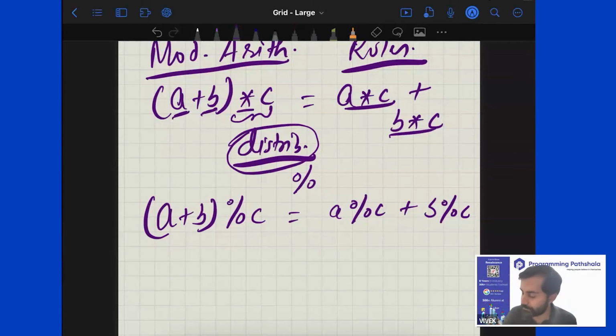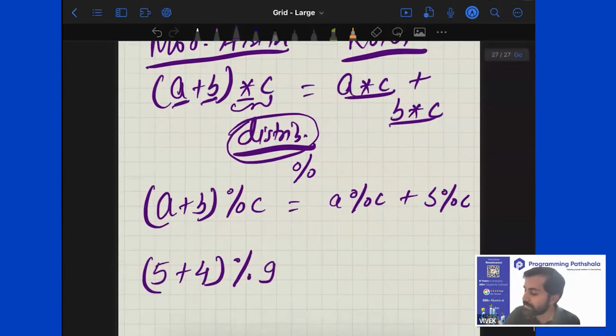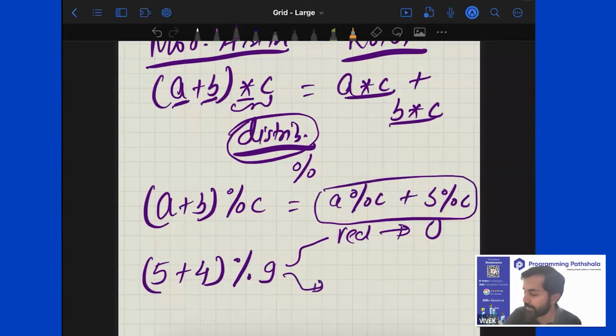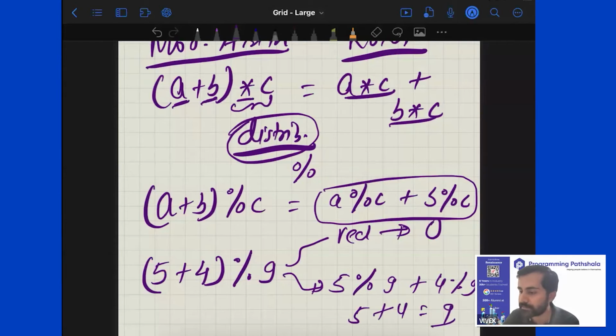Okay, so let's take a quick example. Let's say you have to take 5 plus 4 mod 9. What is the real answer of it? Tell me. 5 plus 4 is 9 and 9 mod 9 is 0. But if you follow this distributive rule, what will you get? What is 5 mod 9 and what is 4 mod 9? 5 mod 9 is 5, 4 mod 9 is 4, and you will get 9, which is nonsense, right? Because when you are taking mod with 9, the result should always be smaller than 9.